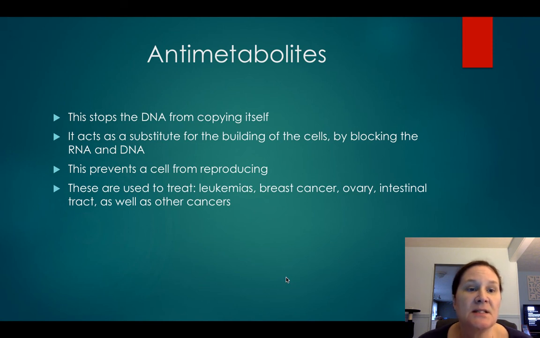Antimetabolites. This is to stop the DNA from copying itself. It acts as a substitute for the building blocks of the cells by blocking the RNA and DNA. This prevents a cell from reproducing. These are used to treat leukemias, breast cancer, ovarian cancer, intestinal tract, and other cancers.